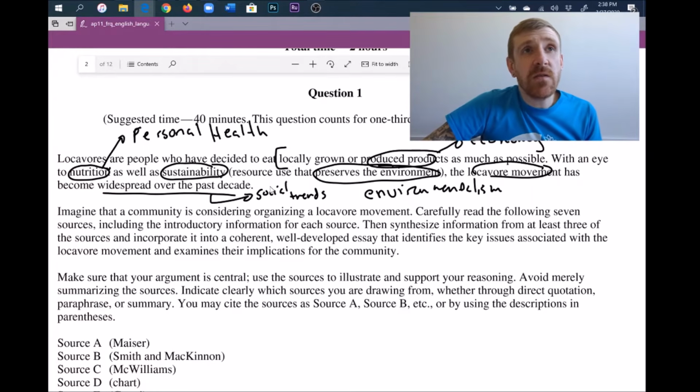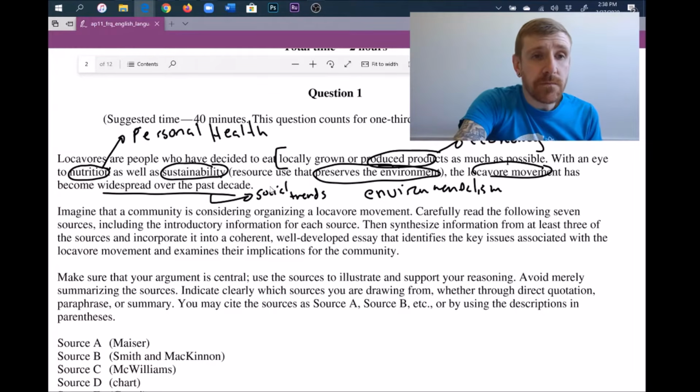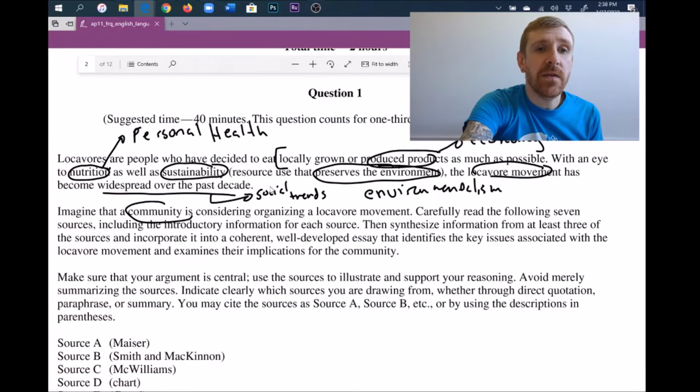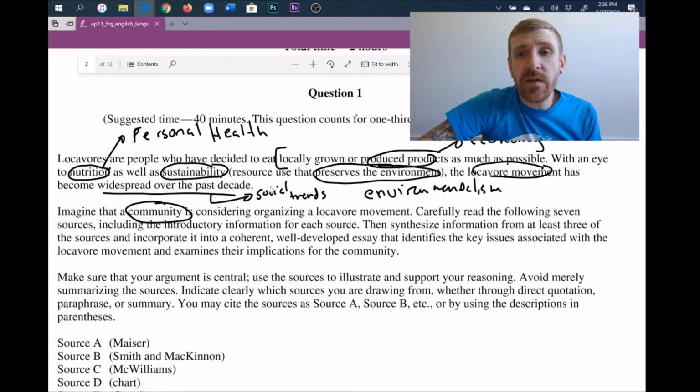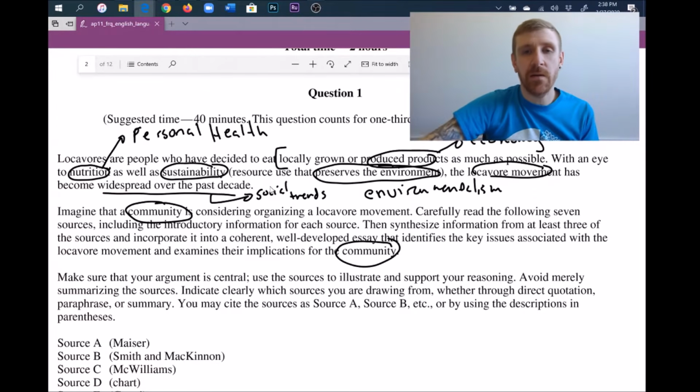Now, as we continue reading, they're going to try to find more idea words that show up. So it says, imagine a community considering organizing a locavore movement. So they're going to circle this word community, that's for sure. It says carefully read the following 7 sources, including the introductory information for each source. Then synthesize from at least 3 of the sources and incorporate it into a coherent, well-developed essay that identifies the key issues associated with the locavore movement and examines their implications for the community. So we'll see that word community show up another time right here, okay?